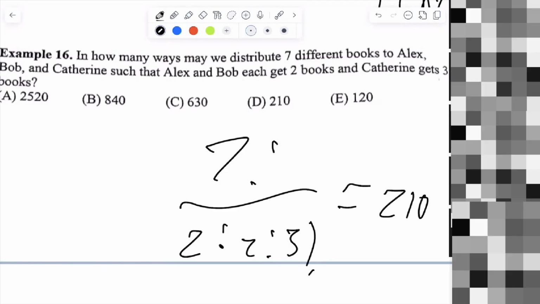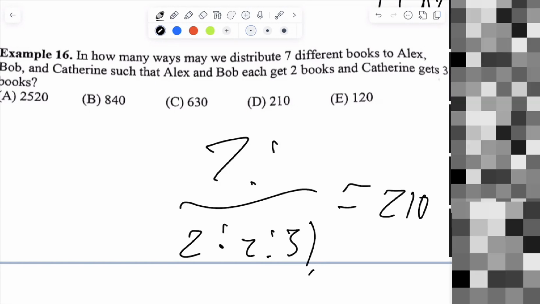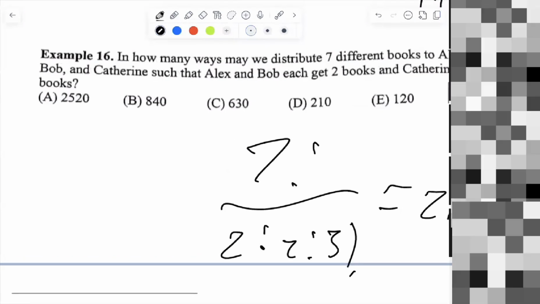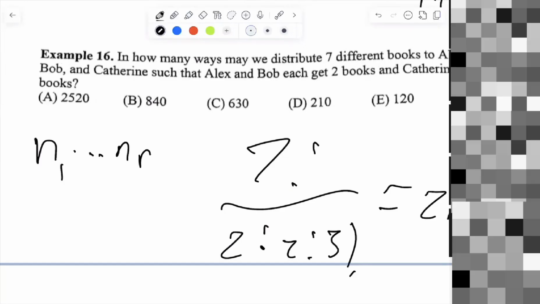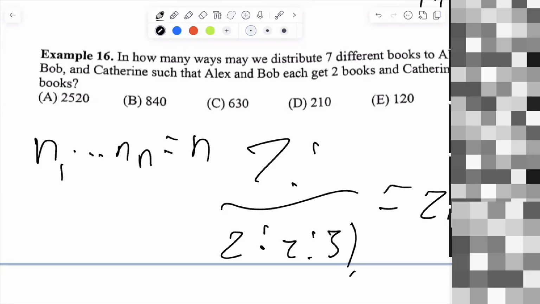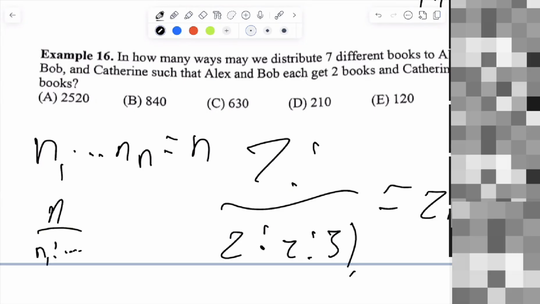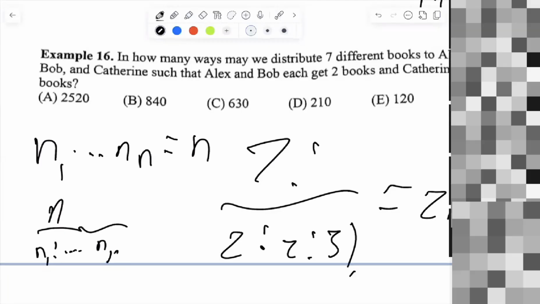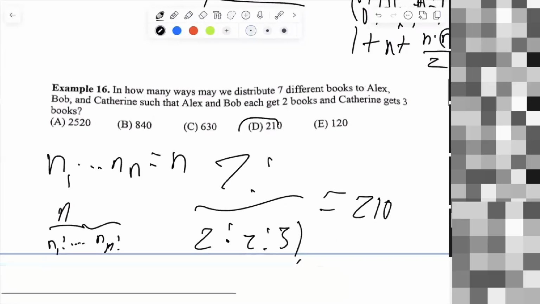From the formula we had in last class, it is 7 factorial divided by 2 factorial times 2 factorial times 3 factorial. As a refresher, if n sub 1 all the way to n sub k sum up to n, then the number of ways to arrange it is n factorial divided by n sub 1 factorial all the way multiplied by n sub k factorial. The answer to this question is just D.